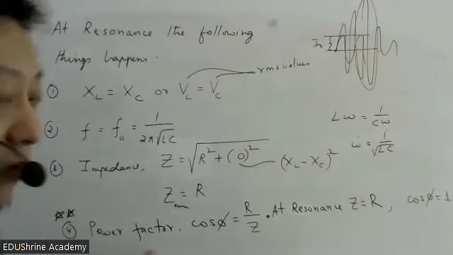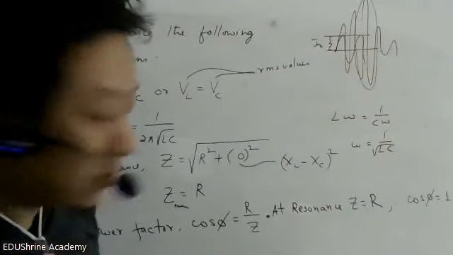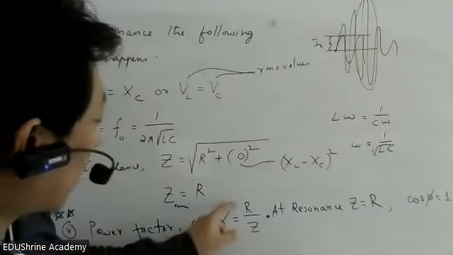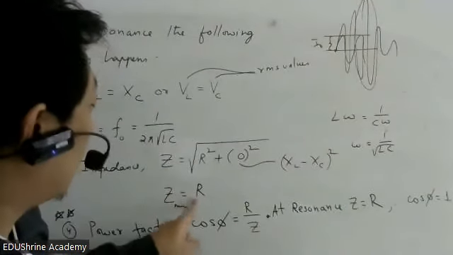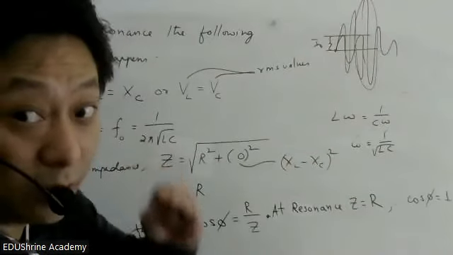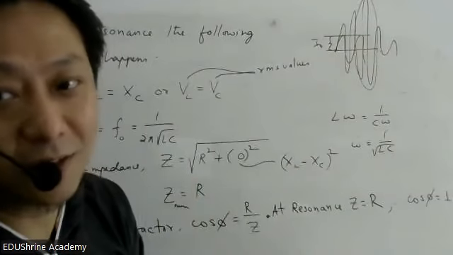What is the value of power factor at resonance? Romana, how much is it? Why is it 1? Because the cos phi formula is R by Z. And what happens to Z at resonance? It becomes R. Why did Z become R? Because we want to learn when the current will be maximum. That is the whole idea of resonance.